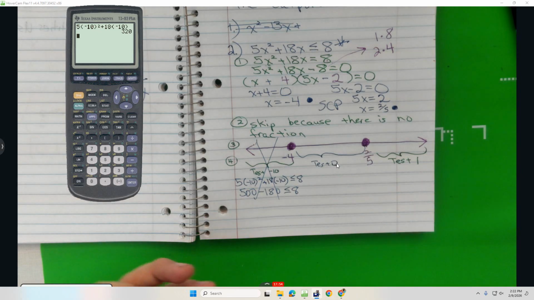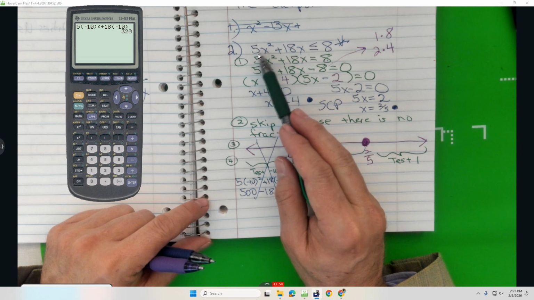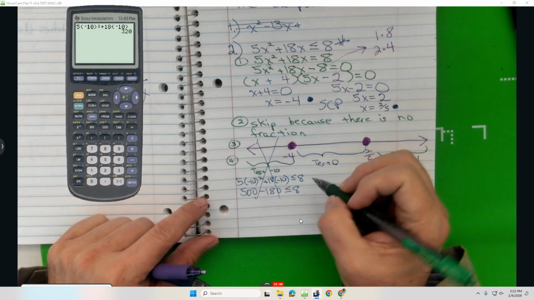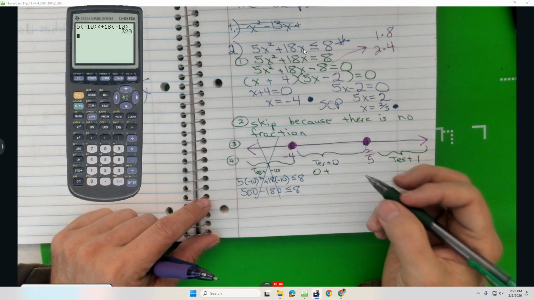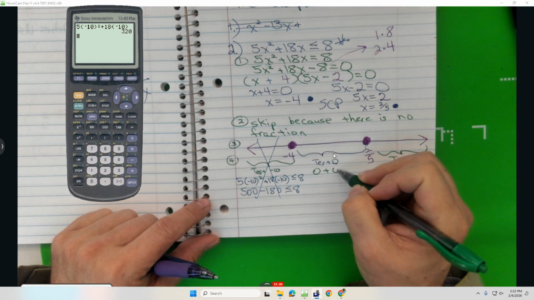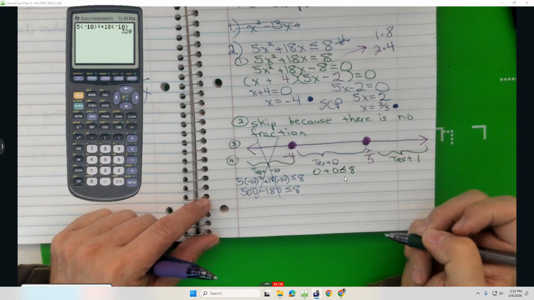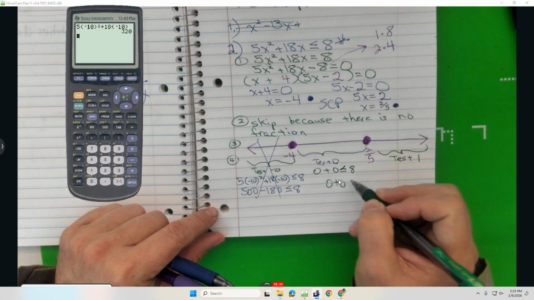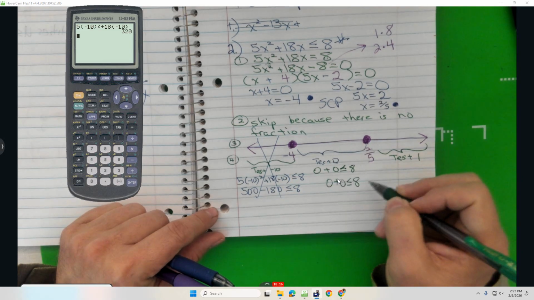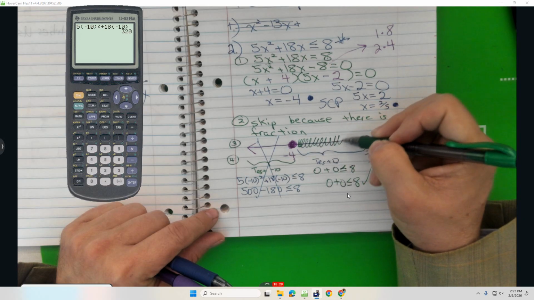Testing 0, what are we about to get? That's going to become a 5 times 0 squared. That's just a 0 plus 18 times 0 is 0, which is less than or equal to 8. 0 plus 0 is less than or equal to 8. True. So we shade.